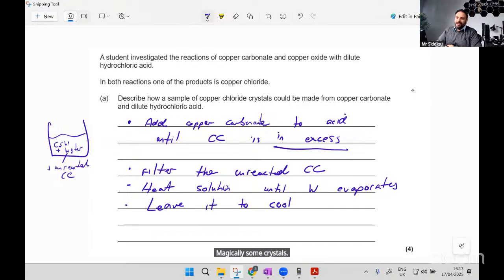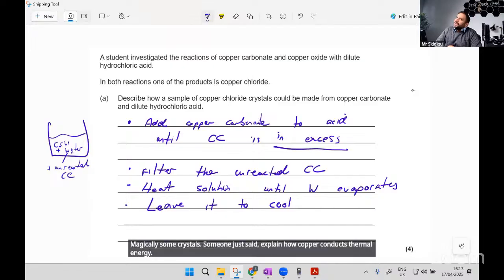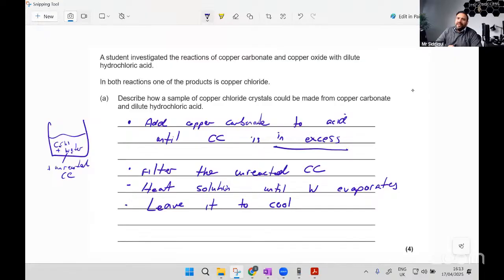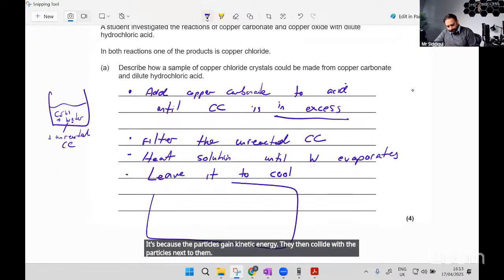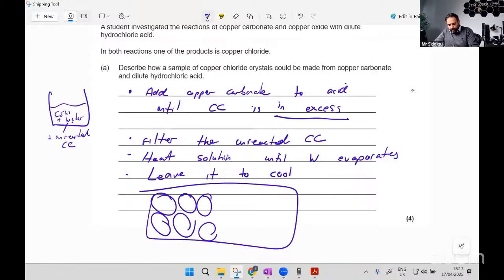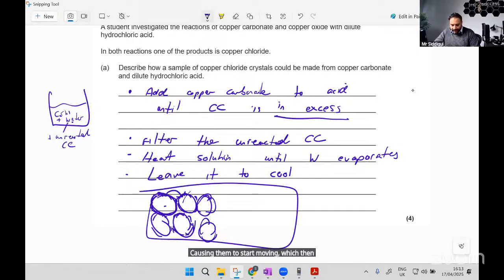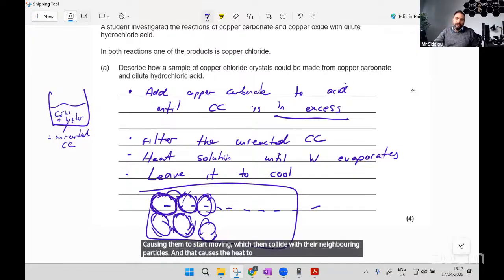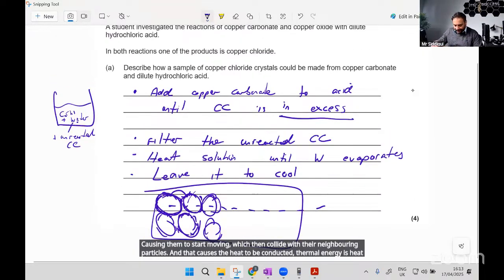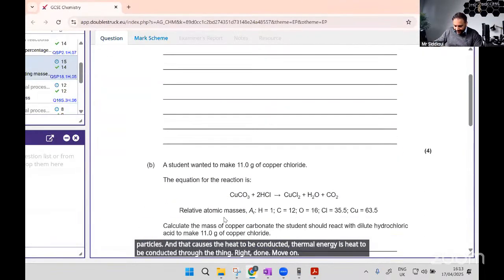Someone just said, explain how copper conducts thermal energy. It's because the particles gain kinetic energy because they're being heated up. They then vibrate more. They collide with their neighboring particles, causing them to start moving, which then collide with their neighboring particles, and that causes the heat to be conducted through the thing. Right, done. Move on. Right, the student wanted to make 11 grams of copper chloride.